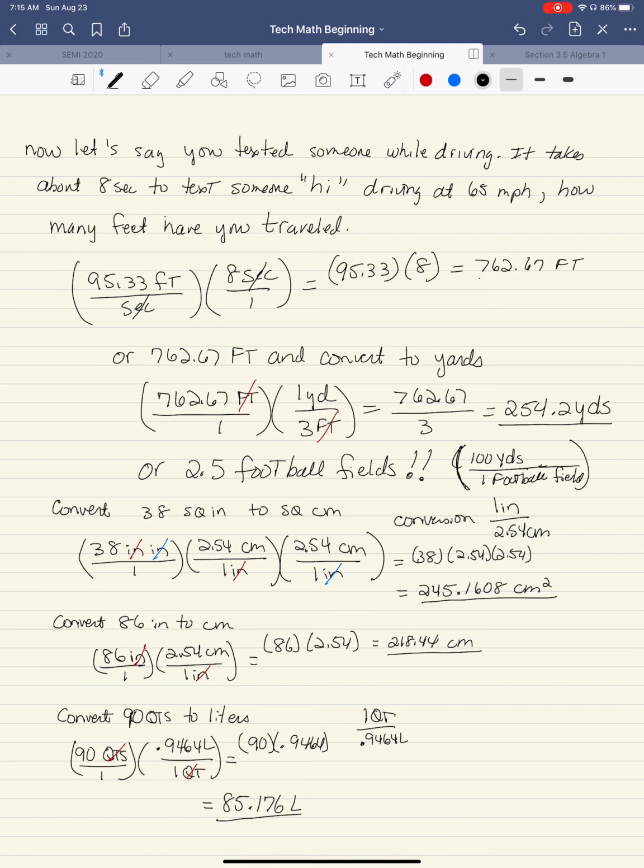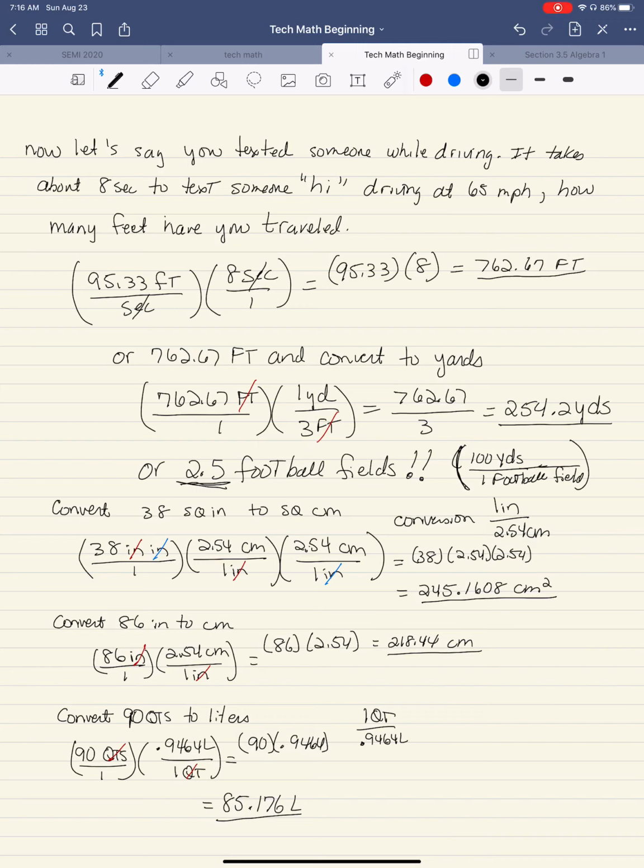So for those 8 seconds, the car went 762.67 feet. If you wanted to convert that to yards, 762.67 feet over 1 yard over 3 feet. Again, feet and feet cancel. That becomes 762.67 divided by 3, which is about 254.2 yards. Or if you think about it in terms of a football field as 100 yards, you divide it by 100 and you get approximately 2.5 football fields. So you basically traveled 2.5 football fields without looking at the road.